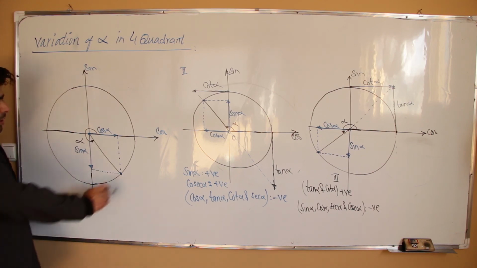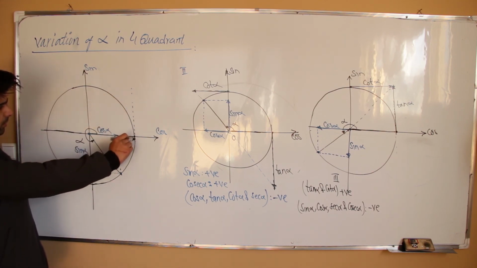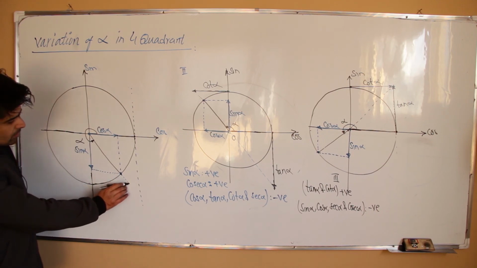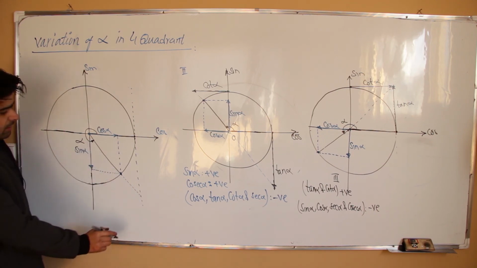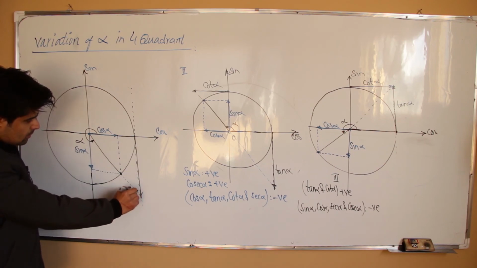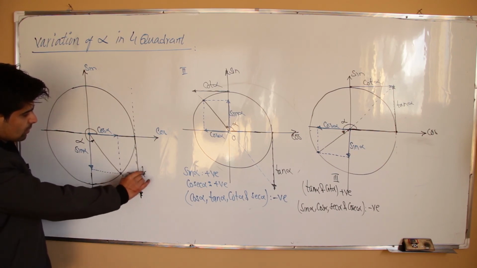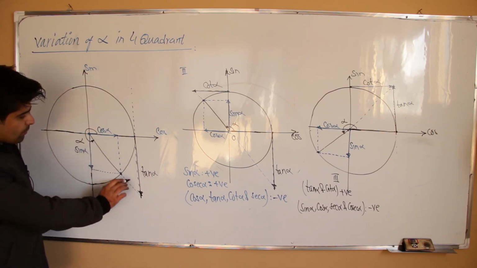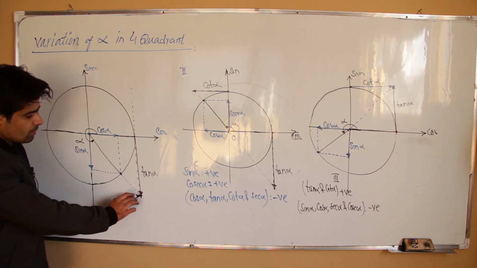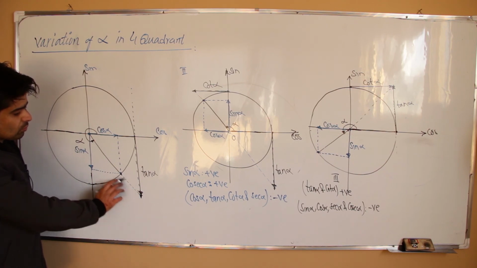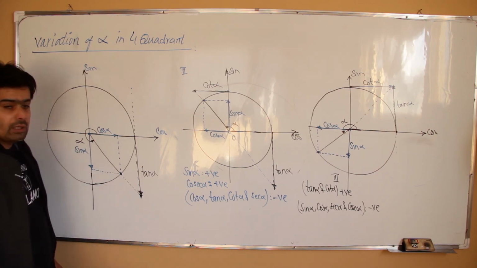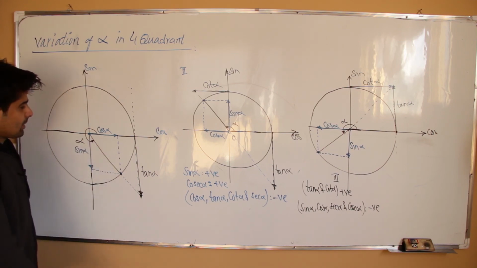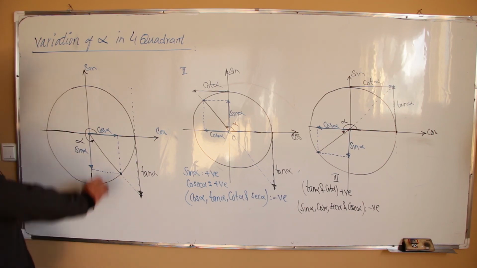What is tangent? Make a tangential line here and extend your final side. This is our final side for the alpha angle. So this is the value of tangent. If I ask you, what is the value of secant? Secant is from origin up to the point where the tangent meets the extended side of the angle. This value, O up to here, is the value of secant.